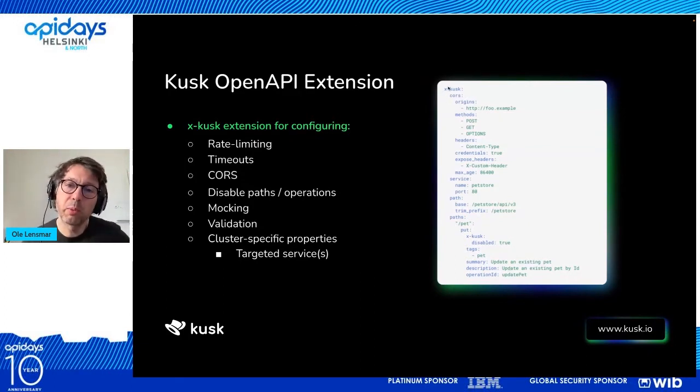So at the root level here, we have a Kusk extension, which provides some CORS settings, also some path rewriting, and also which Kubernetes service this should be going to. And we can also see that we've disabled here the put operation on the pet path. So this is a way of easily, if you have operations, for example, that you don't want exposed to the outside, the administrative, or they're not finished or whatever, you can use that functionality. But also, as you can see here, other things related to the more functional, operational aspects of your API. And the example doesn't contain rate limits or timeouts, but you can do all that as well.